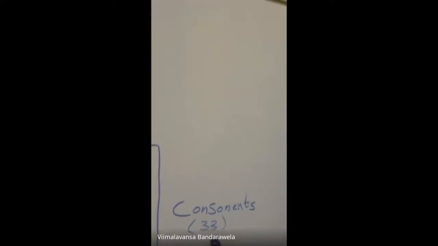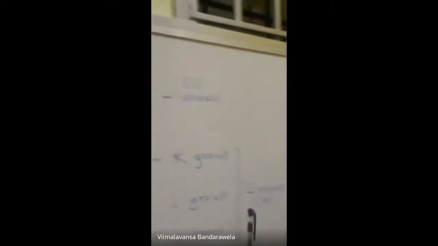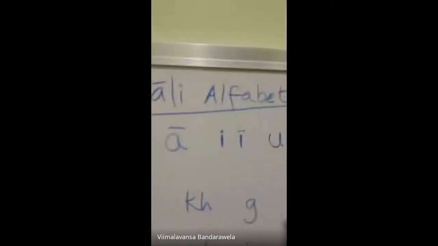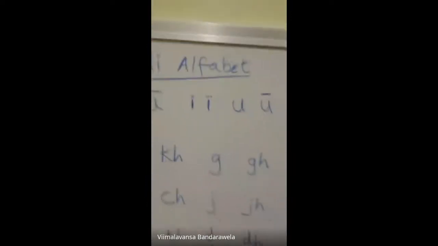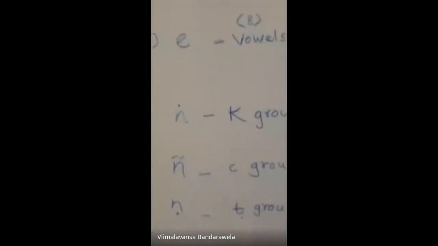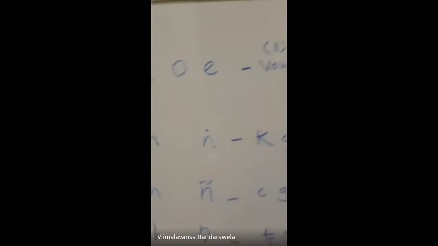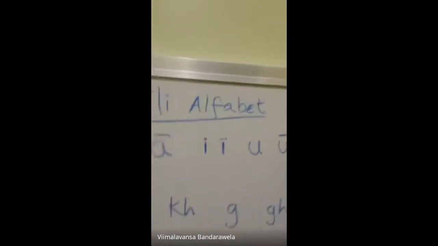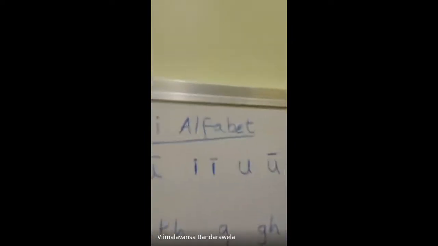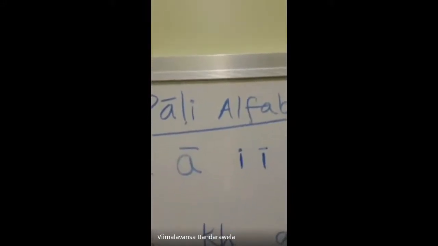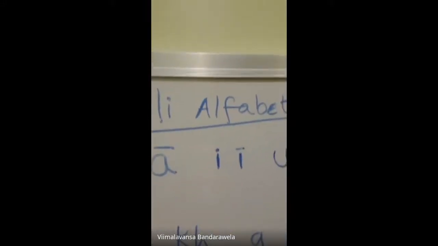Okay. 33 consonants, right? Now we go to the first group. There are 1, 2, 3, 4, 5, 6 groups, right? 6 groups. So you want to know the first group. First group is the Ka group, right? Ka group. Ka. This is Ka, right?